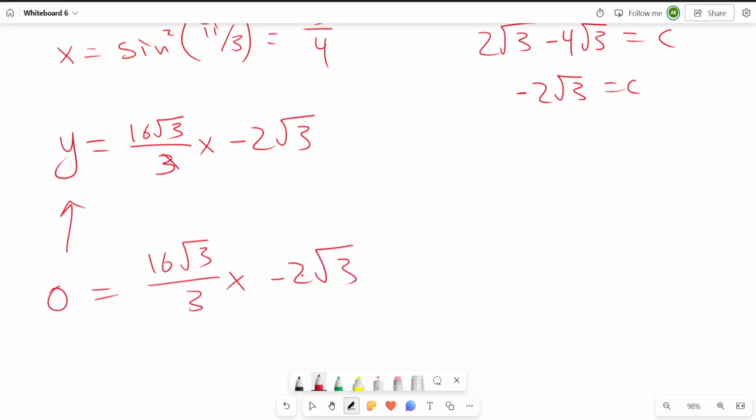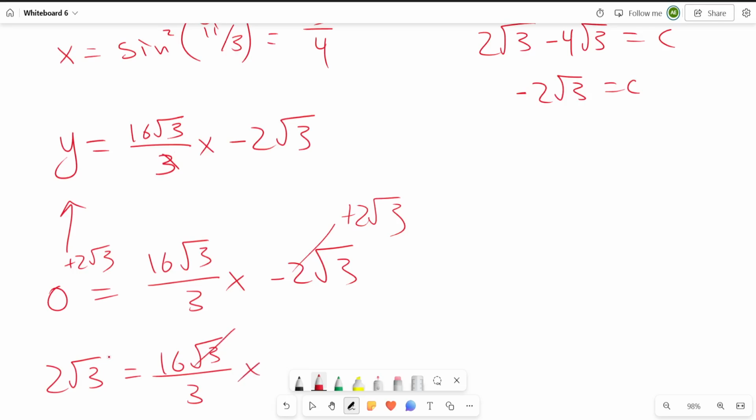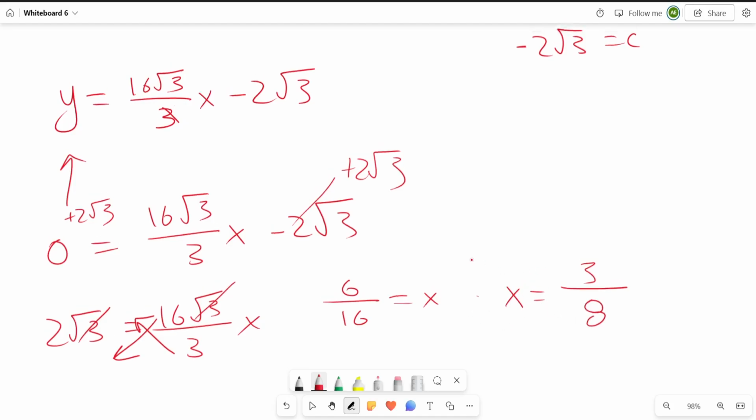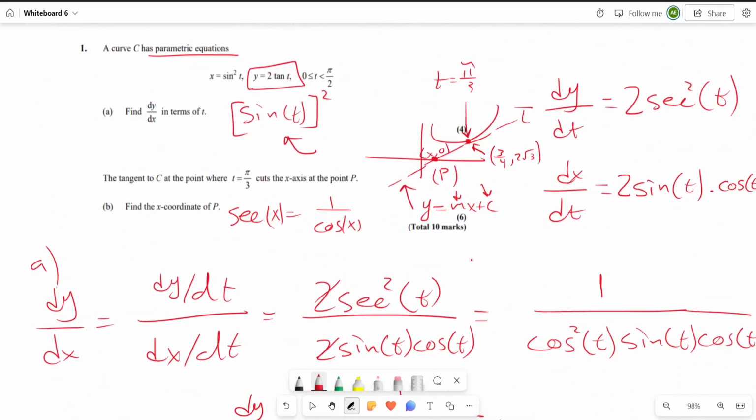I will add 2 root 3 to both sides, so this is going to cancel, and here plus 2 root 3. So I'm going to have 2 root 3 equals 16 root 3 over 3 x. I can cancel a root 3 and a root 3. I will multiply by 3. I will divide by 16. So this is going to be 6 over 16, which is equal to x. I can divide both by 2, so x is going to equal 6 divided by 2 is 3, 16 divided by 2 is 8. So this is the x coordinate where my tangent line cuts the x-axis.